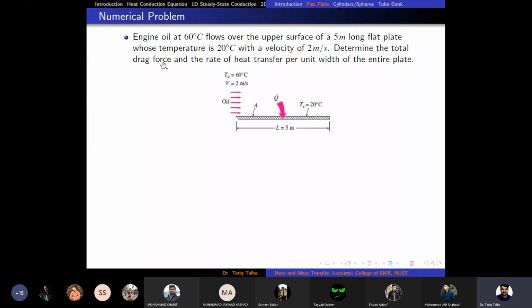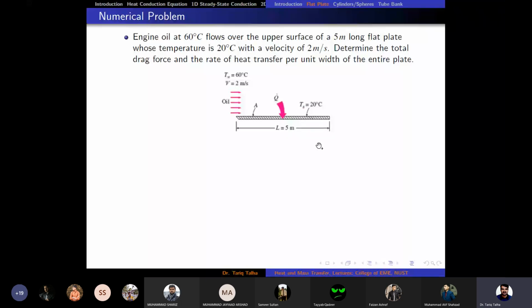If we need to know the drag force, we need to know the Cf value, because once Cf is known, we can calculate the drag force: Cf is equal to F divided by half rho u squared into area. And we also need the rate of heat transfer per unit width of the entire plate. So the surface area would be length into 1, so 5 into 1 meter squared.